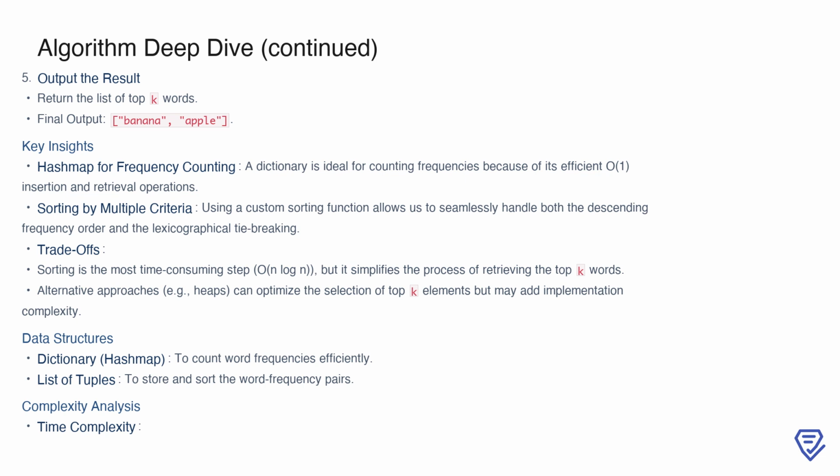A few key insights about the algorithm can be highlighted here. First, using a dictionary for frequency counting is efficient because of its O(1) average time operations. Second, the custom sorting function allows us to handle both frequency and lexicographical criteria seamlessly. However, sorting is the most computationally expensive step, with a complexity of O(n log n). While alternative approaches like heaps can reduce this complexity, they might introduce additional implementation complexity. Overall, our approach strikes a balance between simplicity and efficiency, making it a solid choice for this problem.